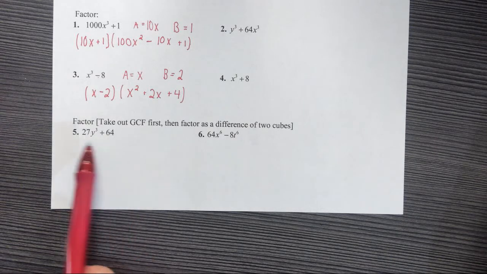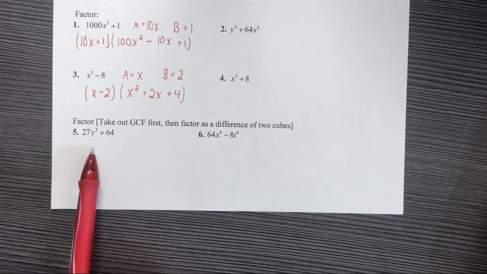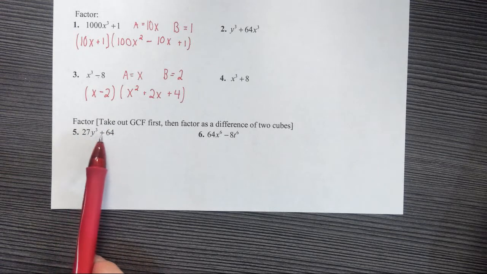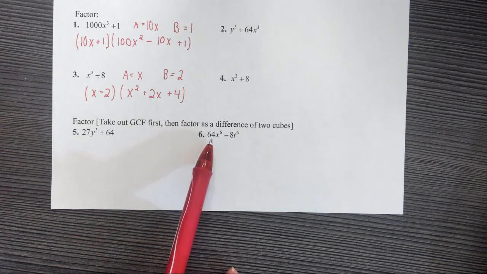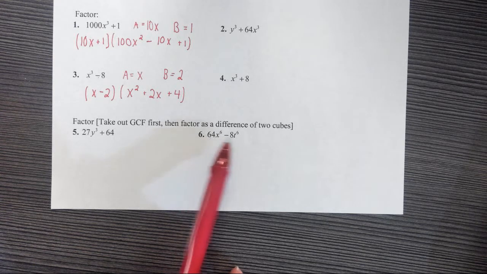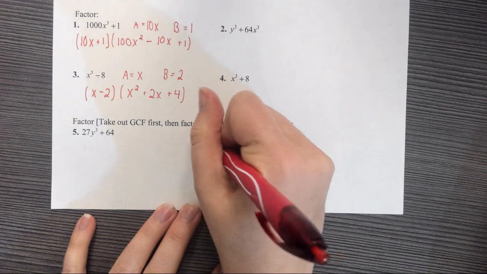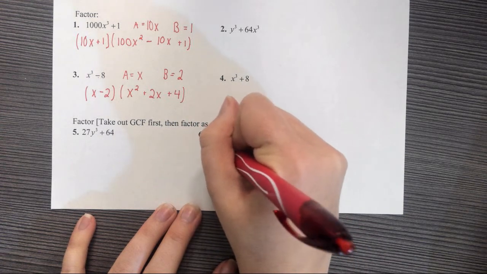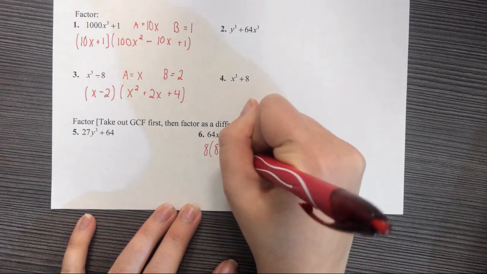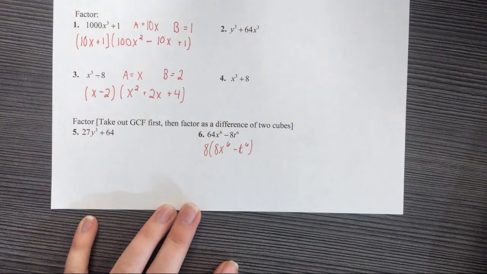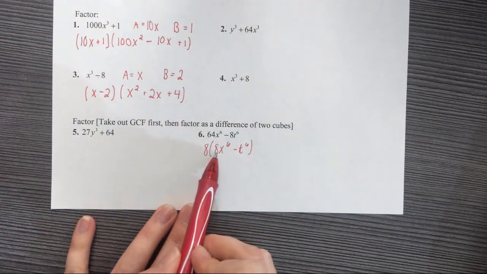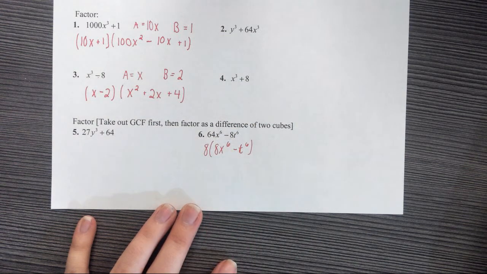Okay, there's actually not a GCF in number 5. You can just factor this as a sum of cubes. So instead, I'm going to look at number 6. Not only can we factor out an 8, but I can also take, no, I can't. I'm sorry, wrong variable. The only thing I can do is factor out an 8. Once I factor out an 8, I'm going to have 8x to the 6th minus t to the 6th, because 64 divided by 8 is 8, and 8 divided by 8 is 1.